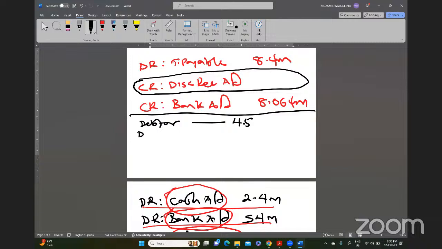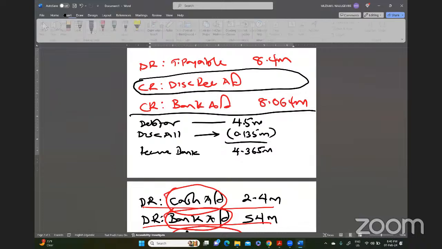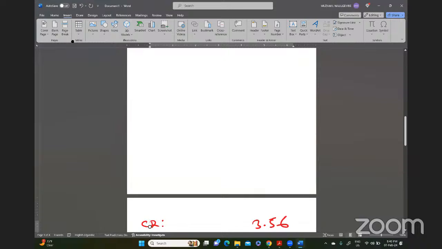And then we are giving him a discount, which is a discount allowed. How much is it? 135. So if we less, what actually are we going to receive in the bank? 4.365. That is what we are actually getting. So the money that you're getting in the bank, what is our double entry going to be like?